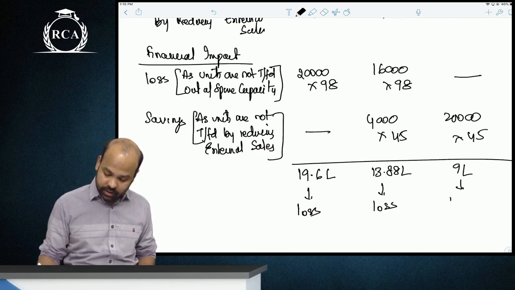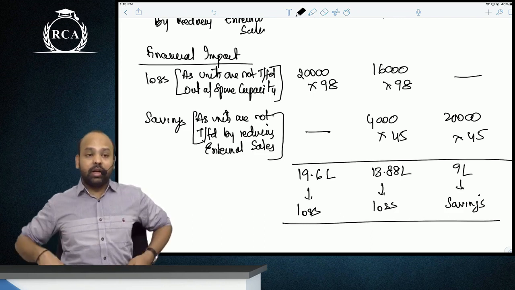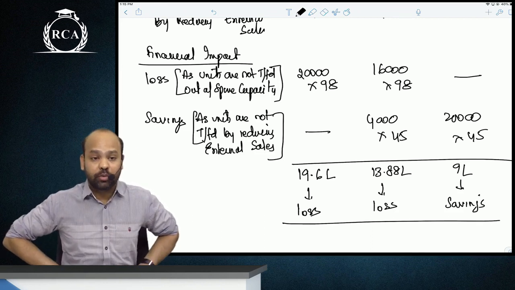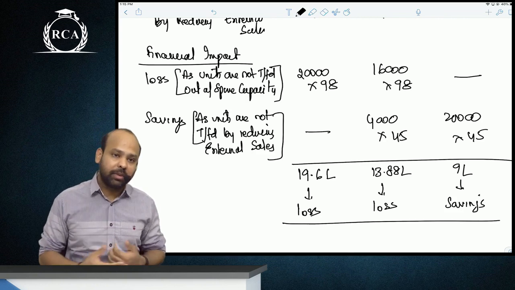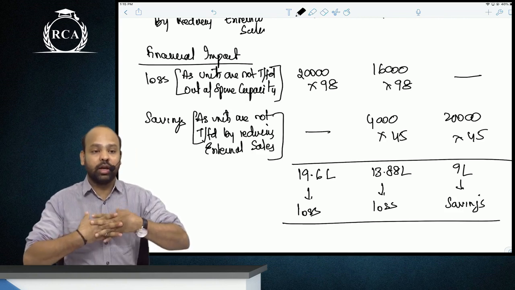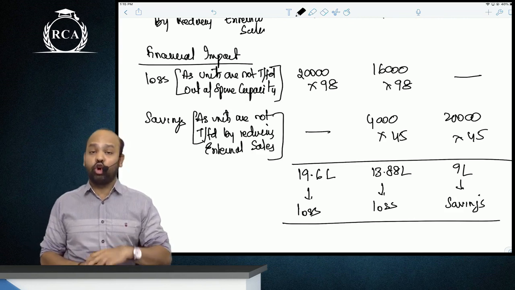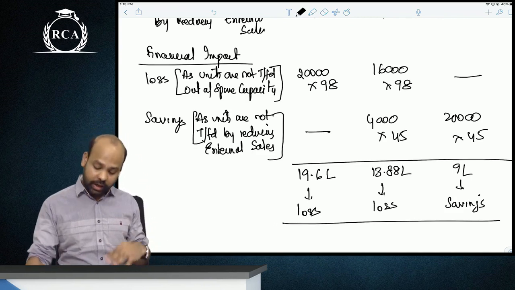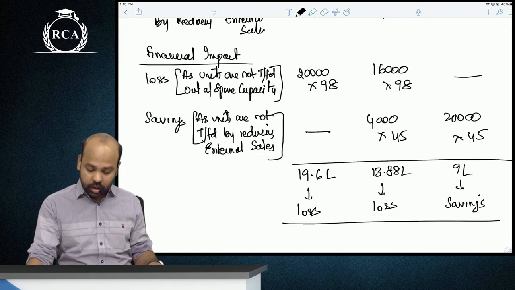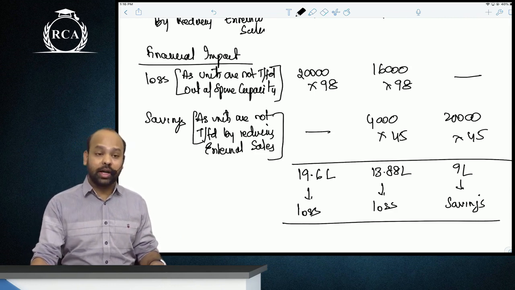This is savings, guys. 9 lakhs is savings. Division Y, beta, in the first case, beta, should not have procured from the external market. In spite of that, beta, they did. Company as a whole, beta, is losing 19 lakh 60. In the second case, beta, division Y should have procured only 4,000 units from the external market. Because of that, we would have saved 1 lakh 80, but then they procured the entire 20,000 units.